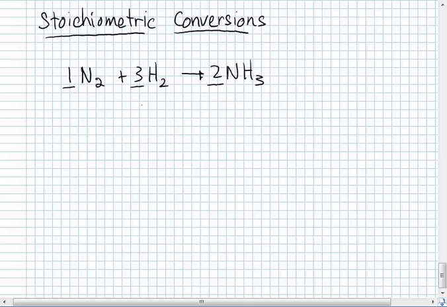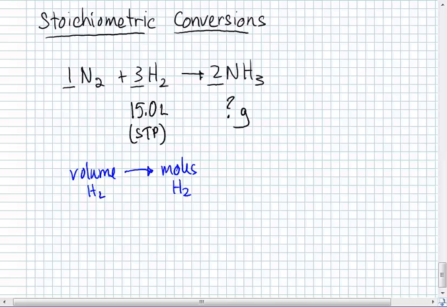So say if I told you that I had 15.0 liters of hydrogen gas at STP, and I wanted to know how many grams of ammonia that would produce, assuming I had enough nitrogen to go along with it. Well, just like all our other mole conversions, we always start with what we've been given, which is volume of a gas. I need to convert that to moles, and then convert moles of hydrogen to moles of ammonia, and finally convert moles of ammonia to mass of ammonia.